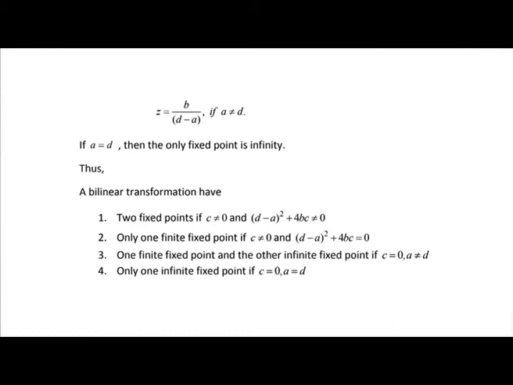So, a linear fractional transformation or bilinear transformation has two finite fixed points if c is not equal to 0 and (d minus a) the whole square plus 4bc is not equal to 0, and only one finite fixed point if c is not equal to 0 and (d minus a) the whole square plus 4bc is equal to 0. It has one finite fixed point and the other an infinite fixed point if c is 0 and a is not equal to d, and only one infinite fixed point if c is 0 and a is equal to d.